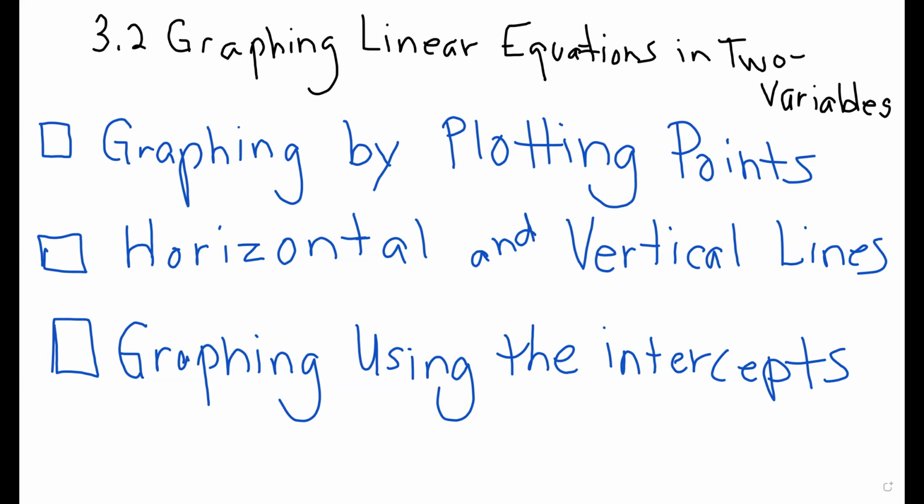Section 3.2 is titled Graphing Linear Equations in Two Variables. The two variables, again, are x and y. X is always the first coordinate, and y is the second coordinate in the ordered pair. So we're graphing linear equations in two variables.